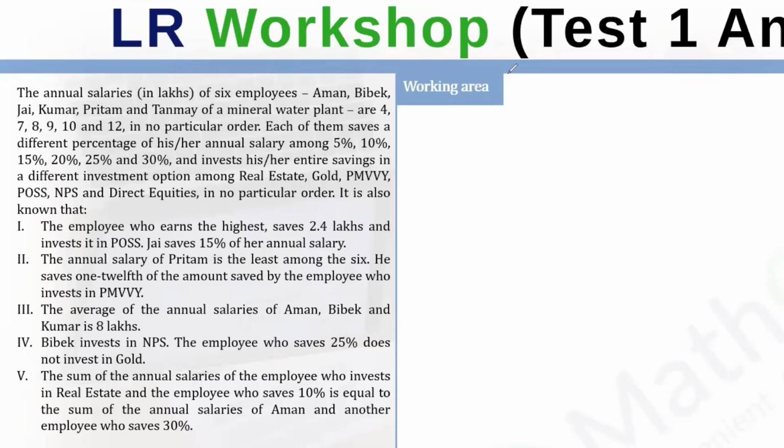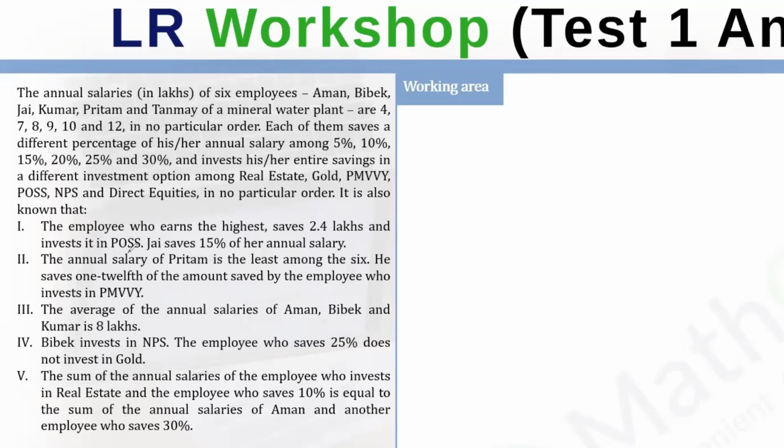First statement. Let me think about whether I should be allocating on the basis of some particular attribute, or I would just go with the flow, something like that. So let me have a check. The first statement is saying the employee who earns the highest, and we know who that is, saves 2.4 lakhs. As soon as I know this 2.4, I can figure out the percentage as well, and invested in POSS. So a lot of things are known about this person, but the name is not known.